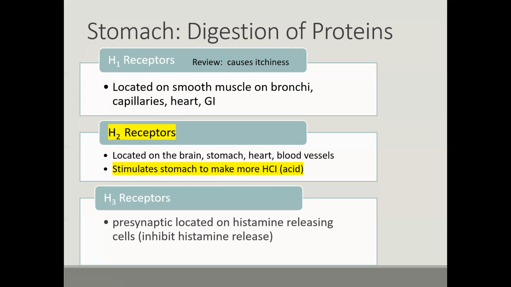Histamine 3 receptors, we don't really talk very much about. Presynaptic, located on histamine releasing cells, inhibits histamine release. I think it's interesting maybe to know there's histamine 3, but you're not going to see that creep up on quizzes or exams. You might see it as a throw off, like which one is the right one, H1, H2, H3. But other than that, knowing which one is the important one and not getting confused is more important than specifically remembering what H3 does. Does that make sense? You just want to know which is the right one.